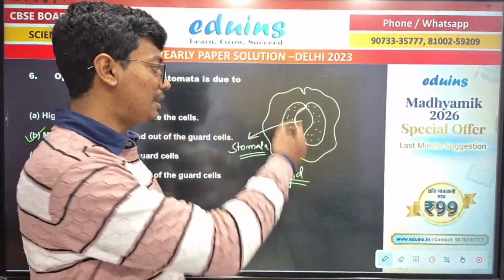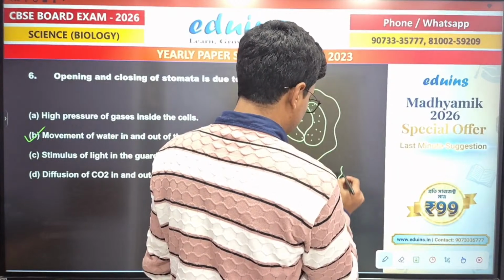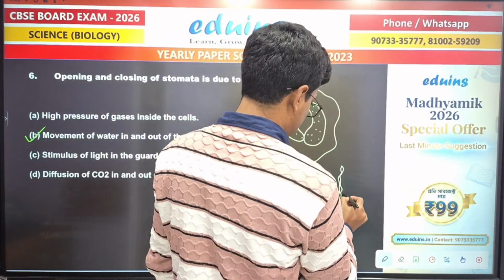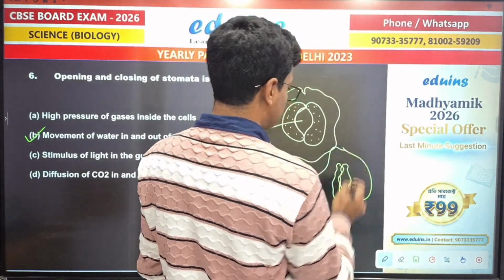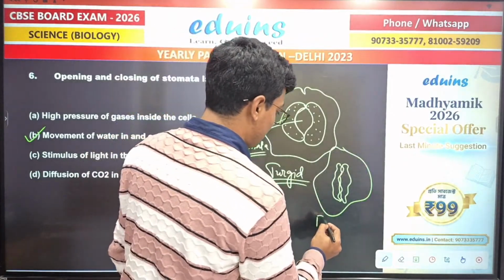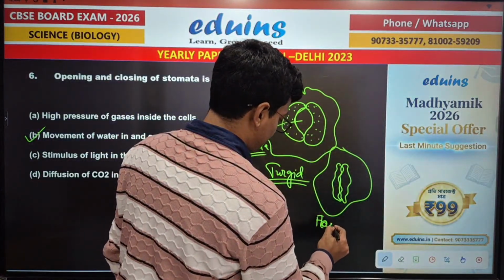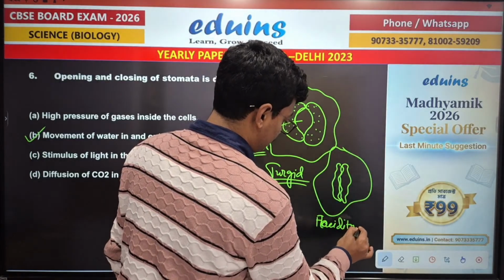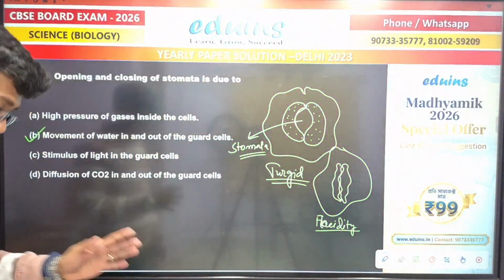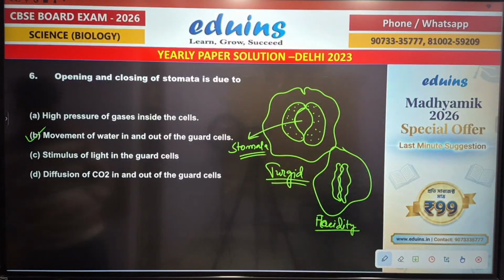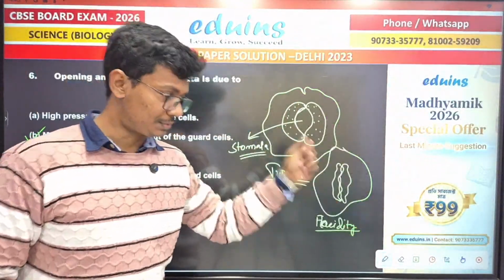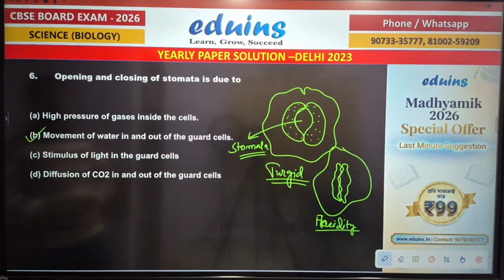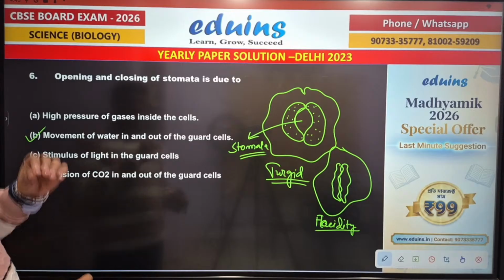But when the guard cells release the water, they become flaccid. This condition is known as flaccidity. In the flaccid condition of the guard cells, the stomata are closed. So the correct answer is movement of water in and out of the guard cell.